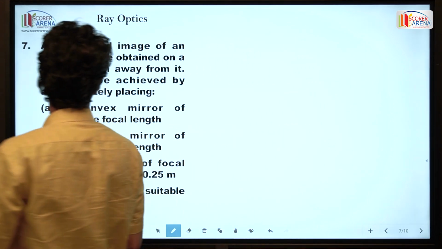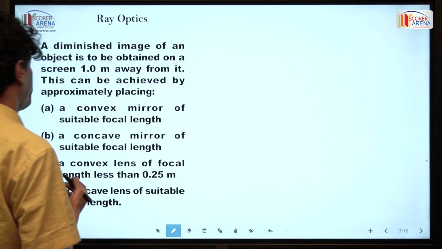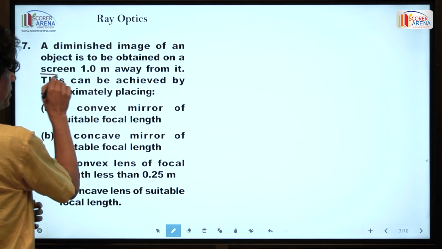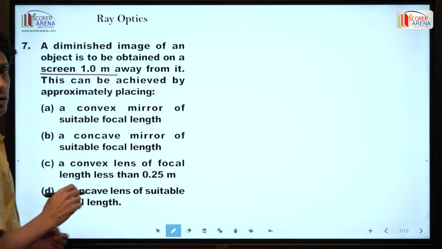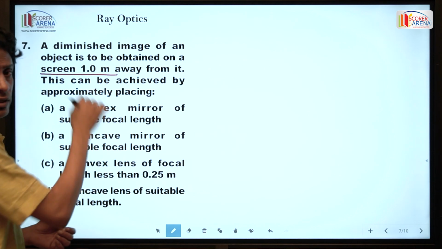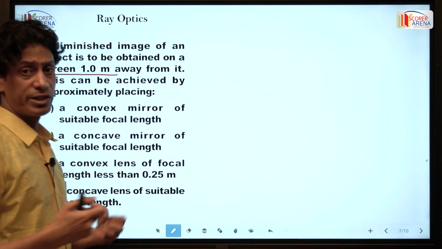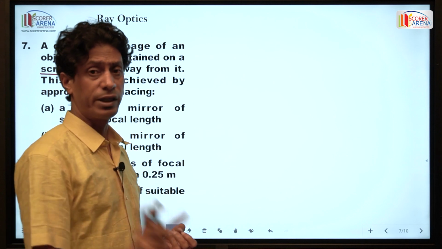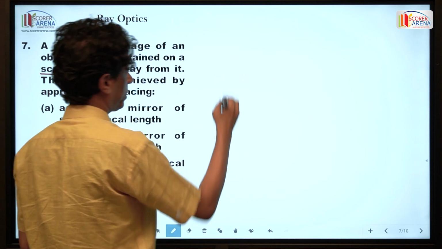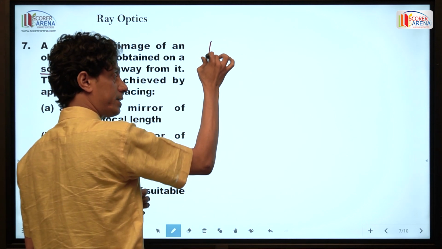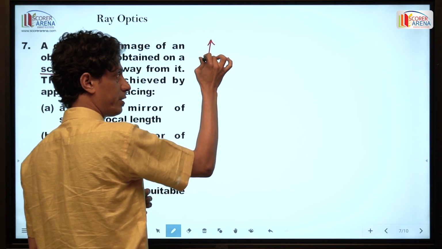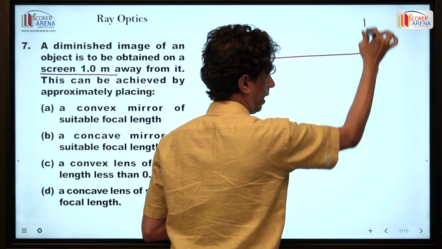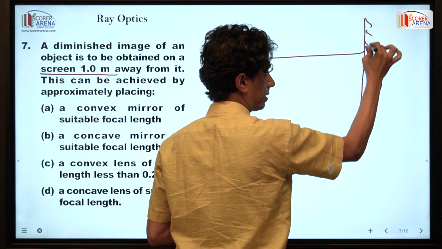A diminished image of an object is to be obtained on a screen. Since the image is formed on the screen, definitely the image is real. Only a real image can be formed on the screen. So here this is the object and the screen is placed.